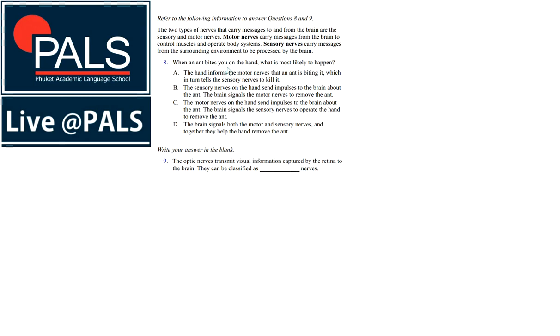When an ant bites you in the hand, what is most likely to happen? So the ant bite is a so-called stimulus. And as we just read here, sensory neurons or sensory nerves carry messages from the surrounding environment or from our senses to be processed to the brain. Whereas motor neurons or nerves carry messages from the brain to control our muscles or other body systems.